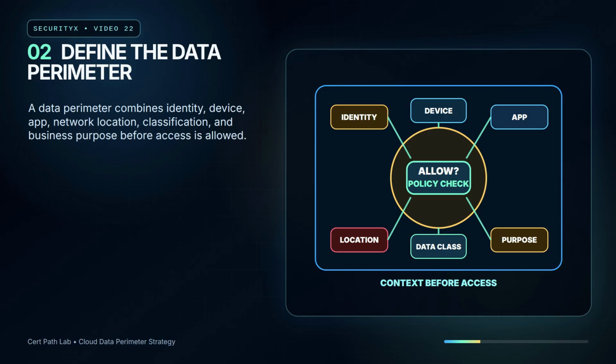A data perimeter is the set of conditions that must be true before data can be accessed or moved. Who is the identity? What device are they using? Which application is calling the data? Where is the request coming from? What classification is the data? And what business purpose justifies the action? The answer is not one product, it is an architecture pattern.